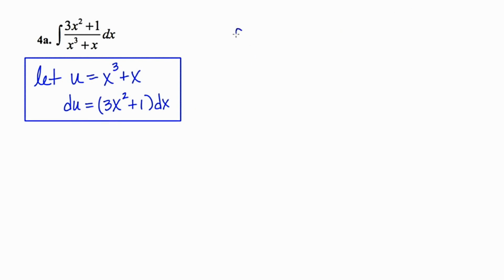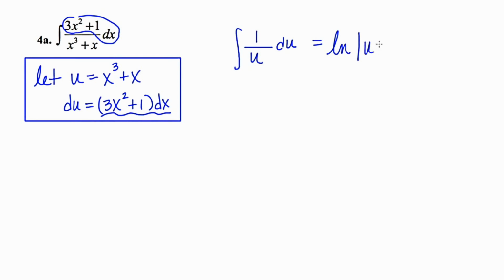Now, rewriting what I have exclusively in terms of u, I have 1 over x cubed plus x, which is really just 1 over u, and then this here, 3x squared plus 1 dx, is revealed to us in our box as just being du. So this really couldn't be any easier. So using our rule, we're going to get the natural log of the absolute value of u plus c.